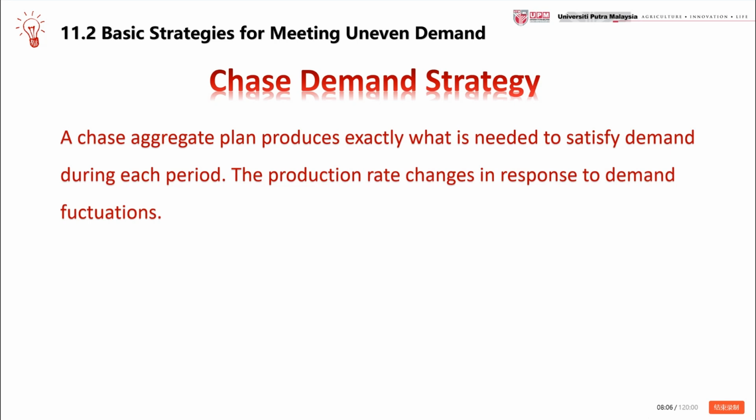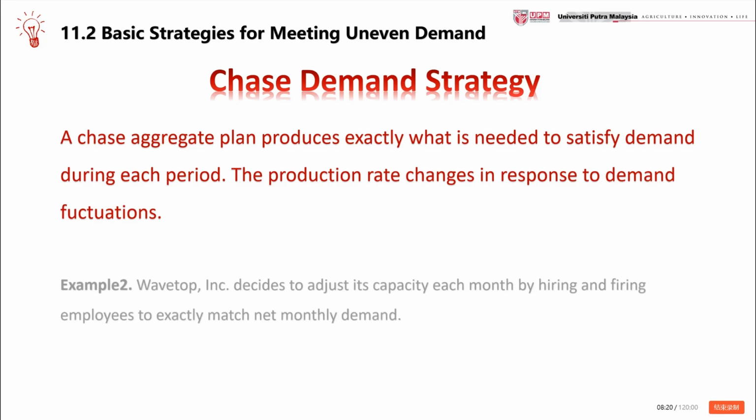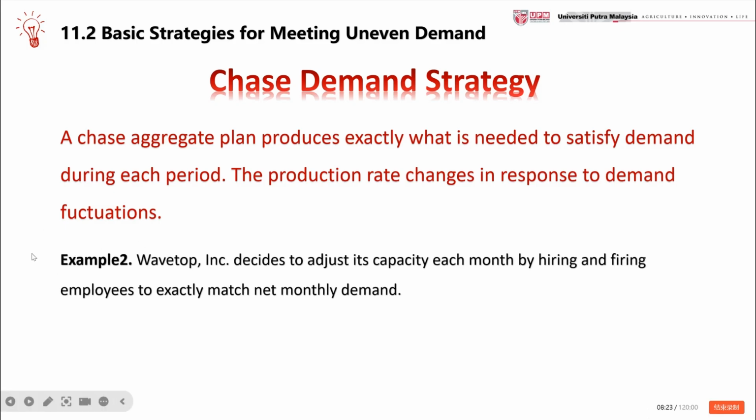Chase demand strategy. It produces exactly what is needed to satisfy demand during each period. The production rate changes in response to demand fluctuations. Example 2. Still the company Wavetop. It decides to adjust its capacity each month by hiring and firing employees to exactly match net monthly demand. This example shows how the workforce size fluctuates for the Wavetop company when a chase plan is used.